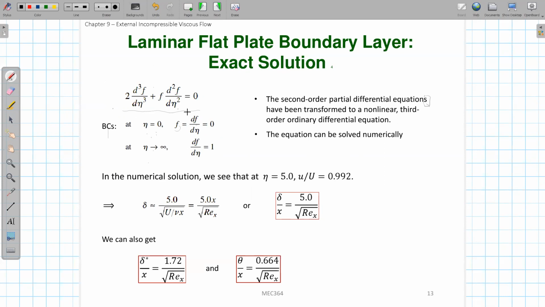Okay, but usually it's very complicated to solve it purely by hand. Definitely it's very hard, right? So let's assume that we can still solve this numerically using some computer code. We can try to solve what F is as a function of eta.